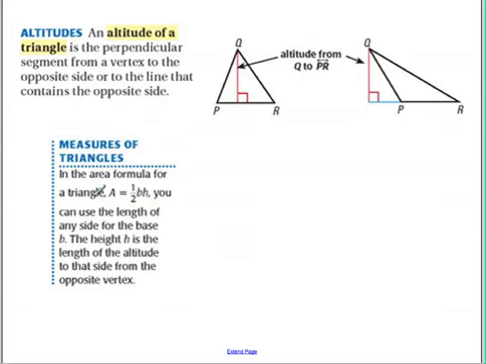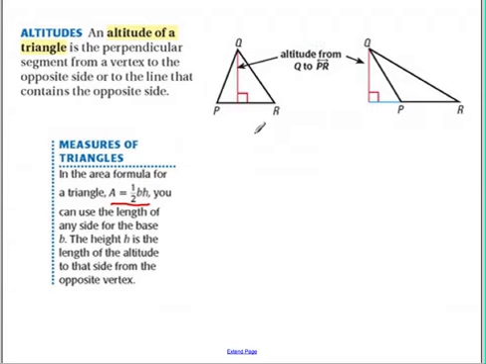Altitudes. That's the second thing. Okay, altitudes. You see altitudes a lot whenever you're trying to find the height of stuff. So down here, the measures of triangle. In the area formula of a triangle, you know it's going to be 1/2 the base times the height. Well, you can use the length of any side for the base, B, but the height's special. The height is the length of the altitude to that side from the opposite vertex.